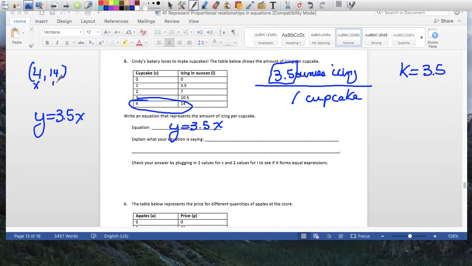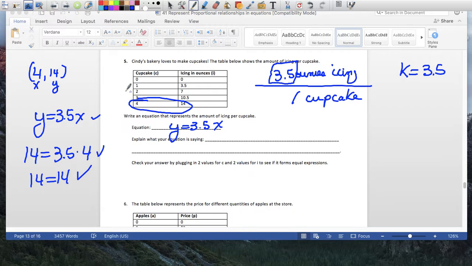This is my x value, this is my y value. Let's plug it in here, see if it's true. So y is 14, and 3.5 times 4 should equal 14 as well. Does it? It does. So you can see that the equation works.